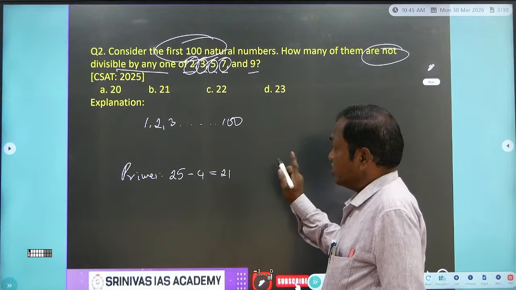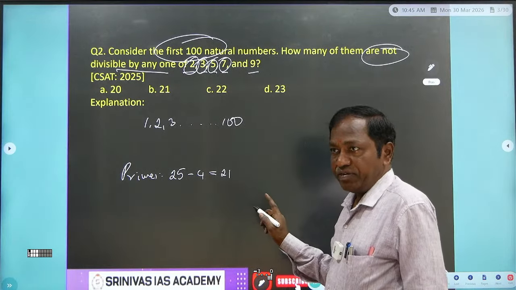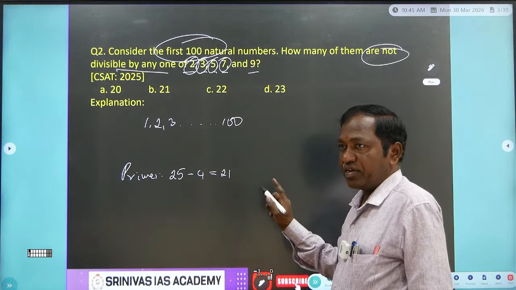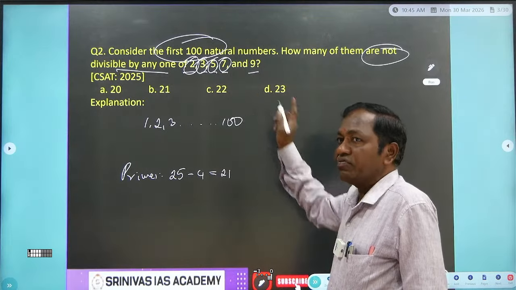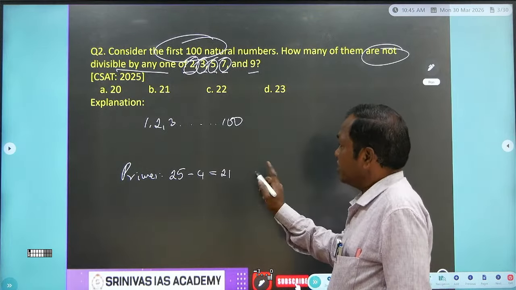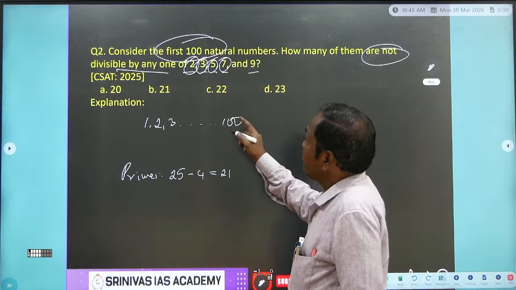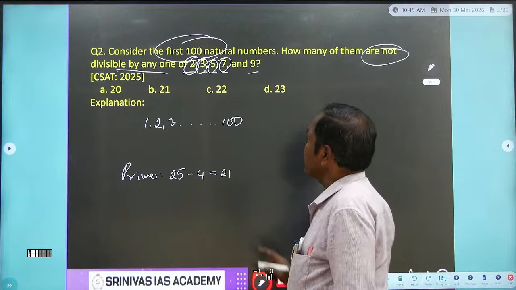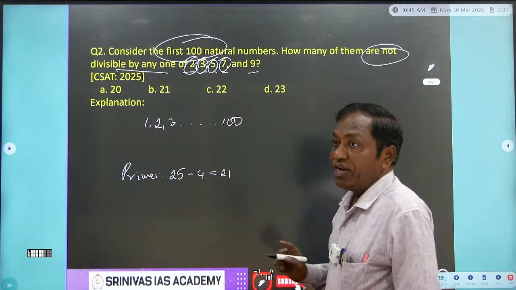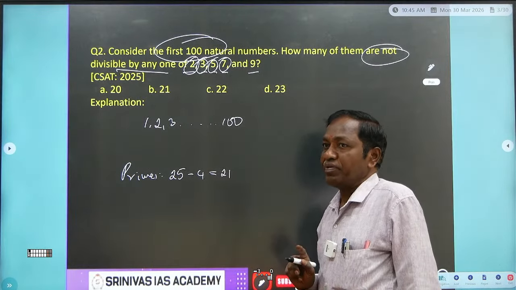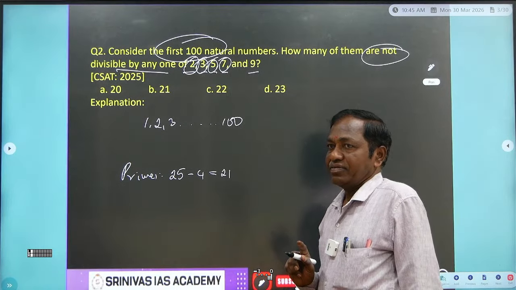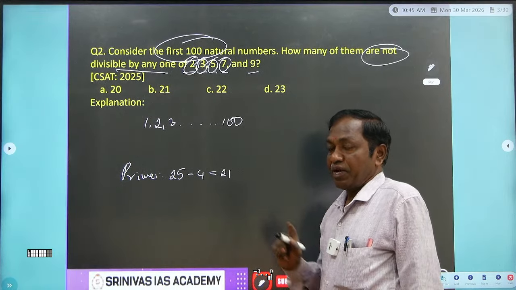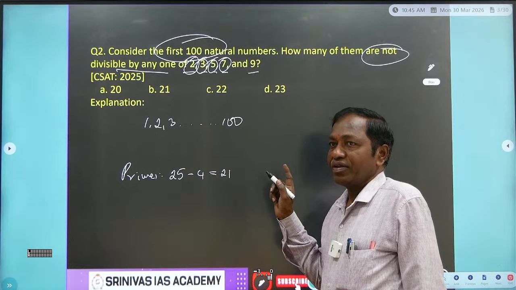There are 25 prime numbers. Prime numbers can be divided by itself and 1. It will not divide any other number. And already these are not divisible by any one of 2, 3, 5, 7. 25 minus 4, 21. But what about 1? 1 is not a prime number, because prime numbers start from 2.